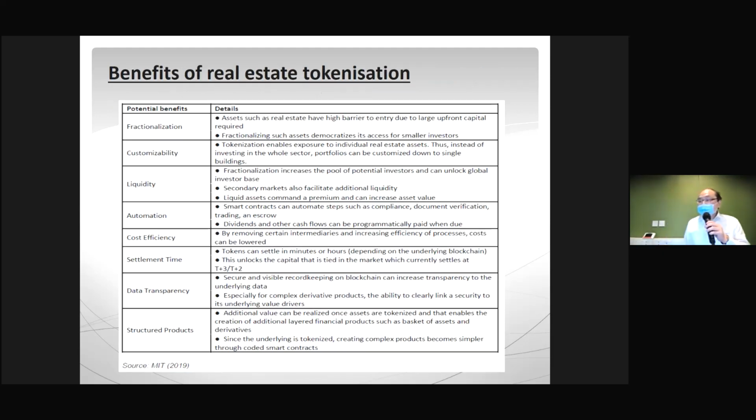The benefits of real estate tokenization are many. It almost has the best of all worlds. It concerns the personalization of the asset. It improves liquidity because it's available for trading over the world. And it's efficient and automatic, with smart contracts. The settlement time is almost instant. The data is transparent. And you can structure the products in many different ways as you like. So these are the benefits of real estate tokenization.